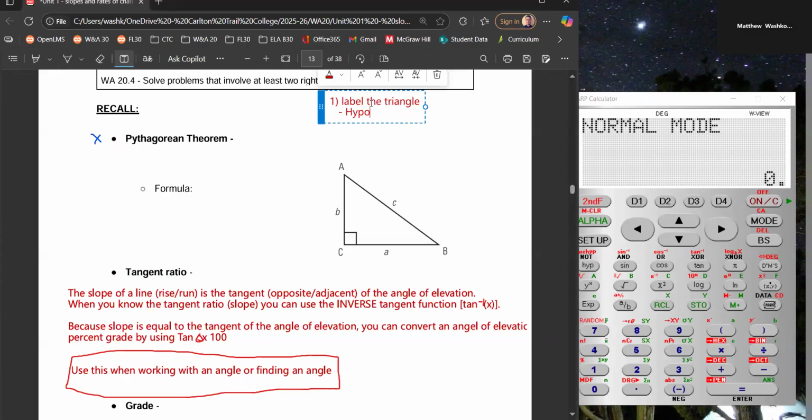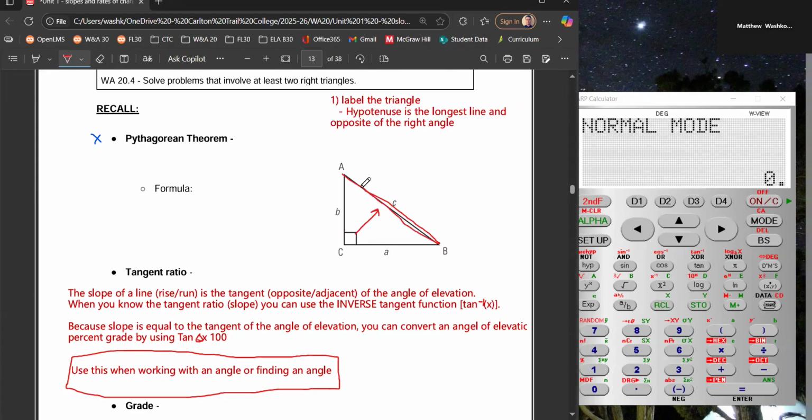The hypotenuse is the longest line and it's opposite of the right angle. So look at where my mouse is right now. I'm drawing this. This is the right angle. This is a 90-degree angle. So what is opposite of this? It is this side here. This side, where my pen is right now, is the hypotenuse. I'm going to write H, hypotenuse.